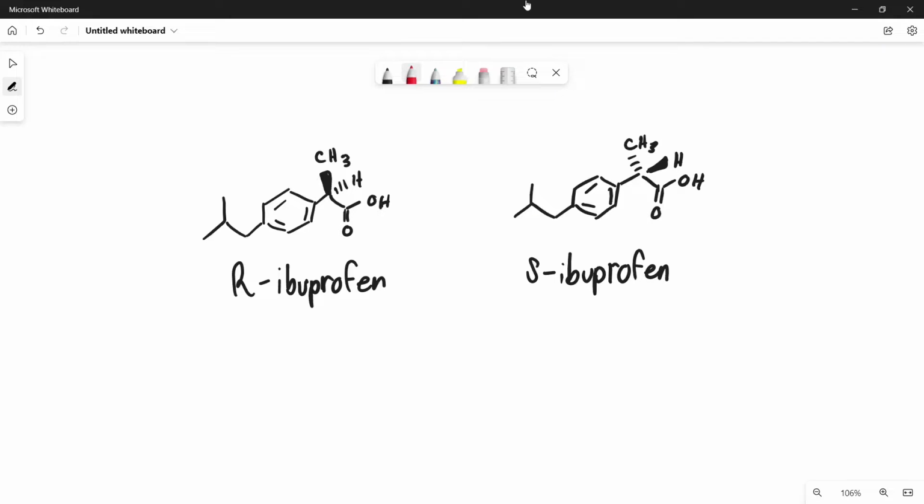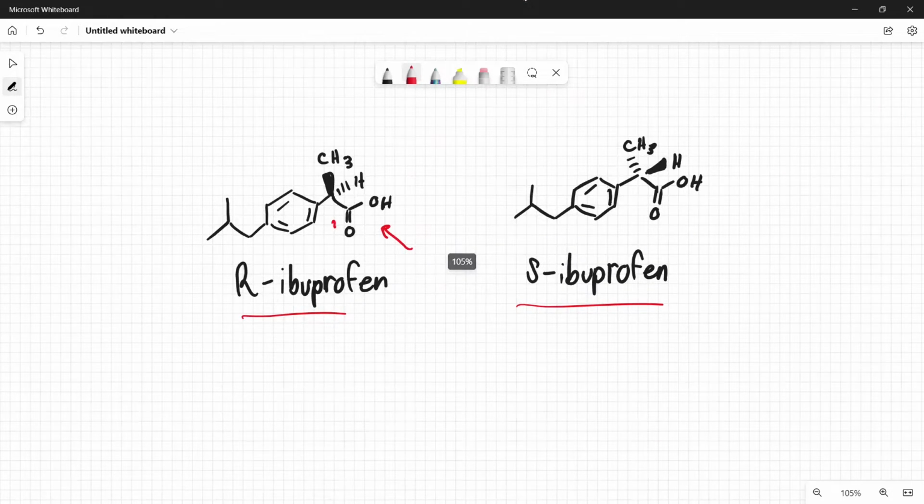We're going to narrow in mostly into this area right here, where I've drawn the dash and the wedge bonds. To begin, the first thing we notice is that there exist two configurations. We have R-ibuprofen and S-ibuprofen as well. First, let me prove why the first one is R-ibuprofen. So we have this carboxylic group over here all the way to the right.